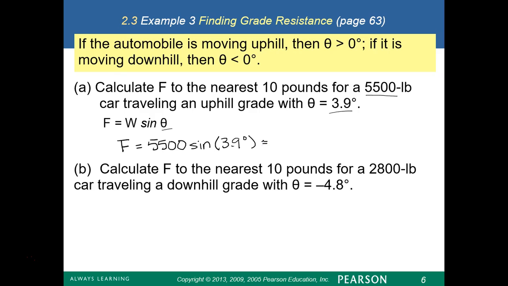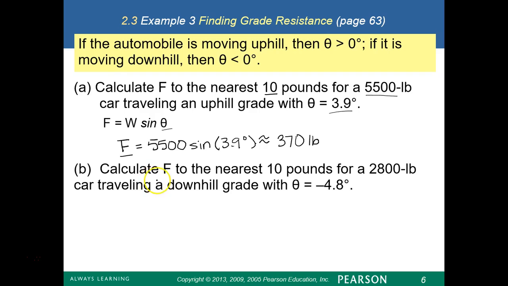Now, when we plug that into our calculator, I have already gone and done that, we get approximately, now it says round to the nearest 10 pounds is what that is stating. So I get 370 pounds. And that's 370 pounds of force due to gravity.